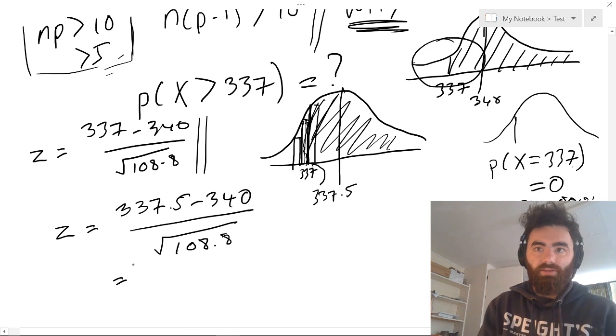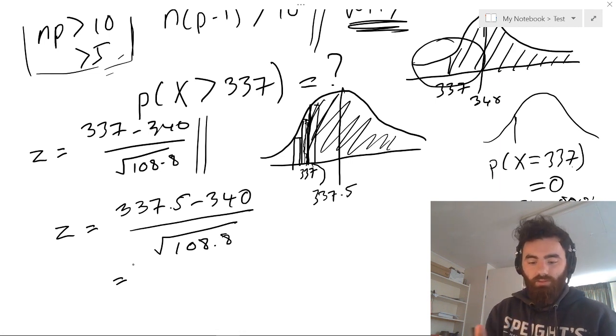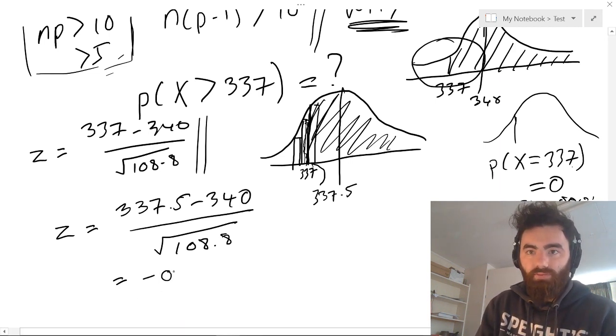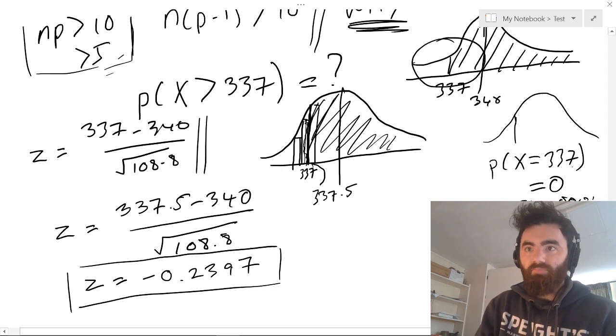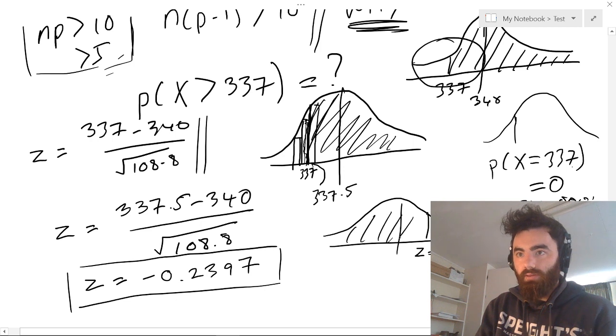108.8, and that gives us a z value of 337.5 minus 340 divided by the square root of 108.8. This gives you a z value of negative 0.2397. Cool, and then from that, now we have a graph. From that, all we need to do, because the graph is symmetric, is find what this area is. 0.239. So what is this?